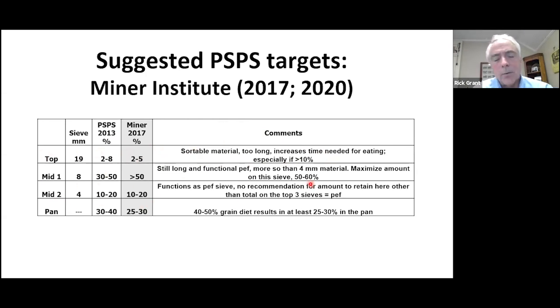And it kind of makes sense given what I just shared with you, relative to what the cow swallows with these kind of diets, right? It's still functional. It still stimulates rumination.